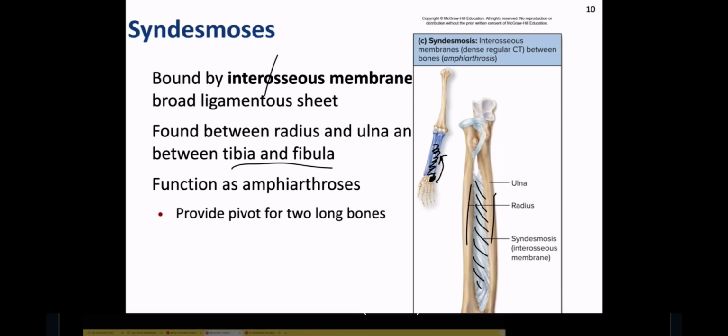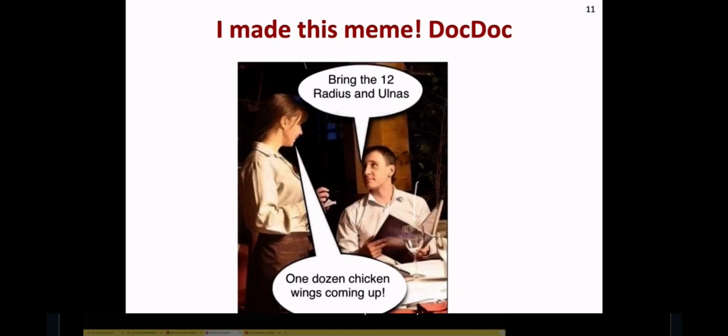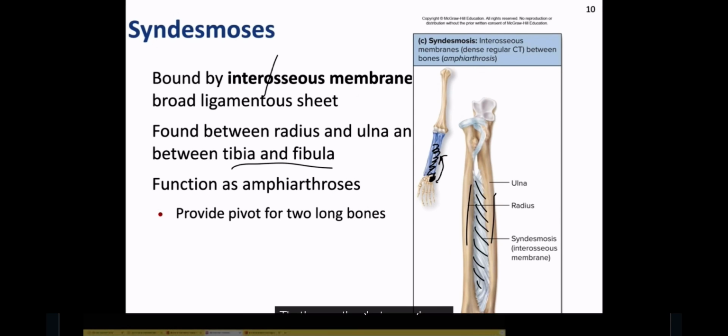You're familiar with these if you ever go to a restaurant. Boom. I love this. So proud of myself. I'm such a nerd. I was fishing and I made this meme. So if somebody orders 12 radius and ulnas, you can get a dozen chicken wings. You know how chicken wings, some of them have two bones in them? Yeah, those two bones are the radius and ulna of a chicken.